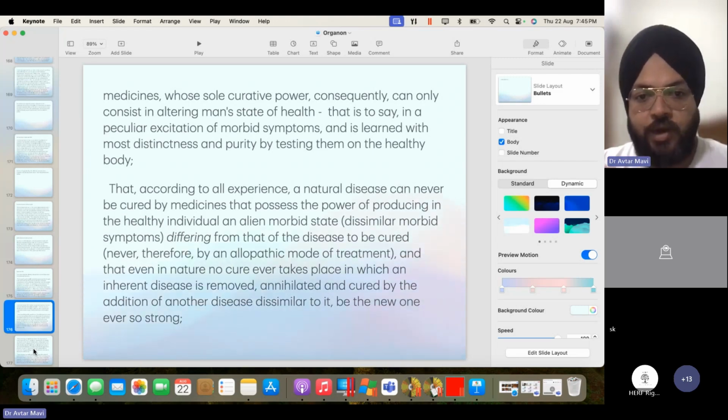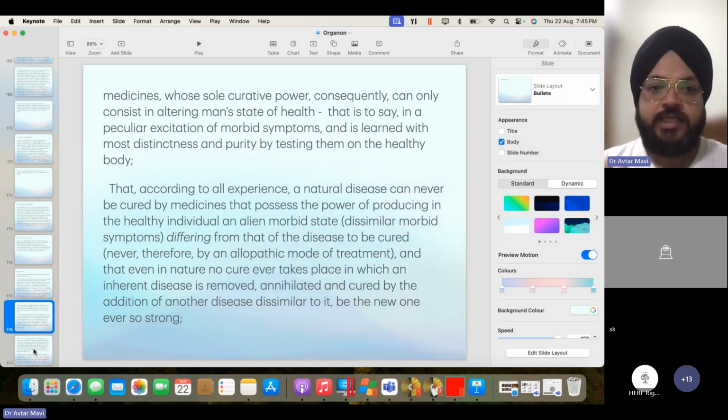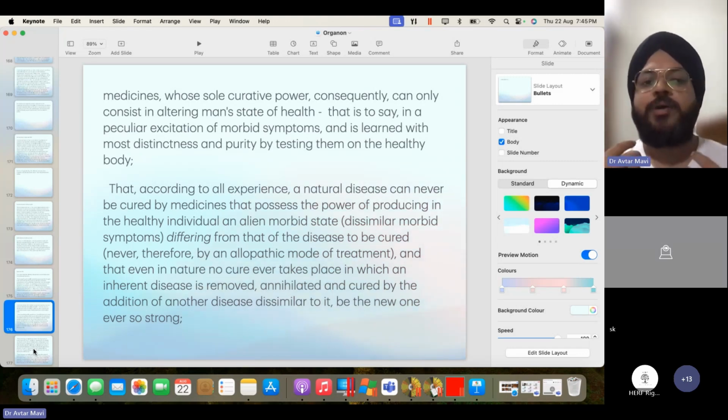Never, therefore, by an allopathic mode of treatment. And that even in nature, no cure ever takes place in which an inherent disease is removed, annihilated, and cured by the addition of another disease dissimilar to it, be the new one ever so strong. So he's saying that according to all experience, any disease can never be cured by those medicines which produce a dissimilar state.